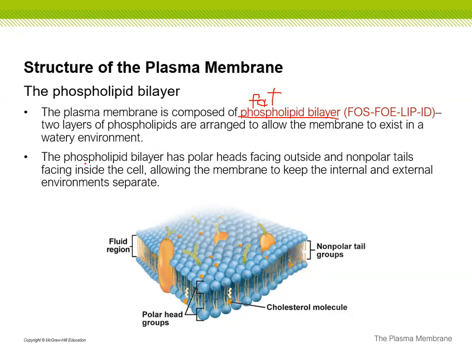So this fatty layer has what are called polar heads, and they face the outside. Again, I will blow this up. They face the outside, and we have non-polar tails facing the inside. So this lets that membrane keep those environments separate. So you have a layer of fat above, and you have a layer of fat below. And then in between is fluid.